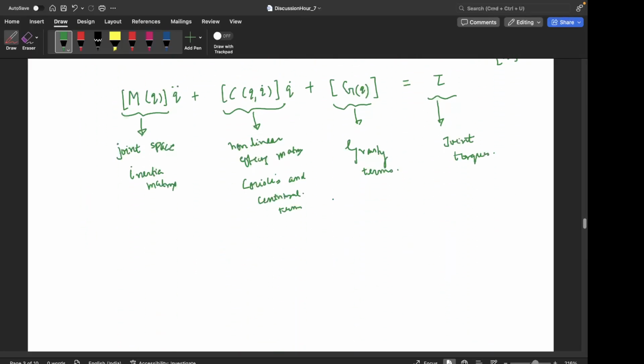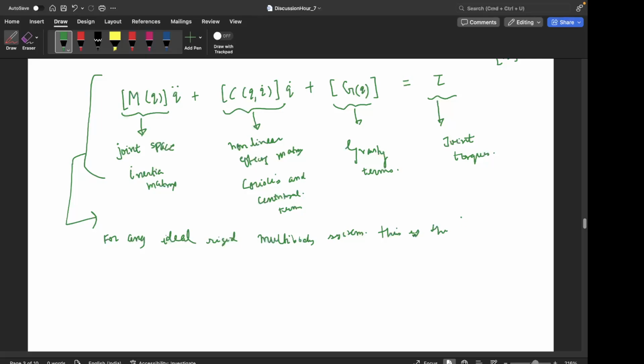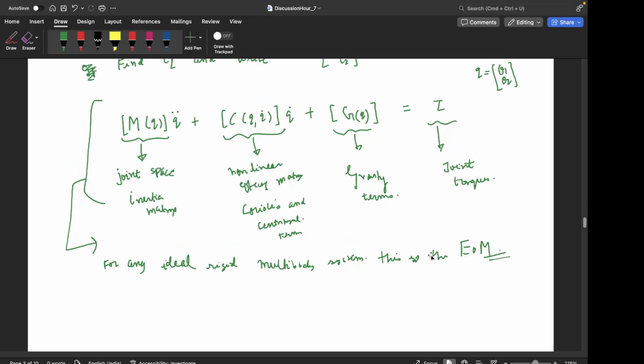So, this expression is very general and powerful. So this is for whichever system satisfies our initial two assumptions basically. So for any ideal rigid multi-body system, this is the equation of motion. Okay, this is the equation of motion.